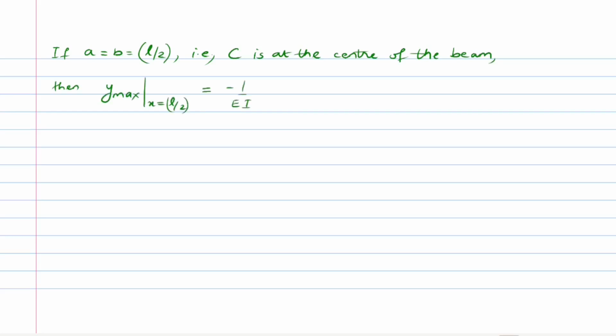Now, if P is at the center of the beam, deflection y equals y max, that is at x equal to L upon 2. The deflection hence equals minus 1 over EI times P times L cube over 48. Minus sign indicates that the deflection is acting in a downward direction.